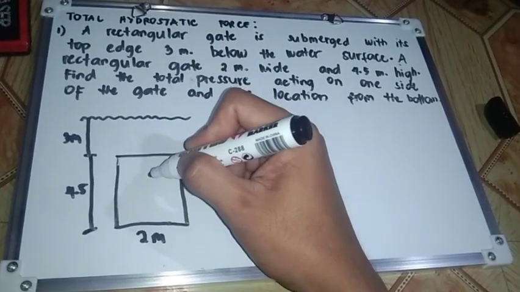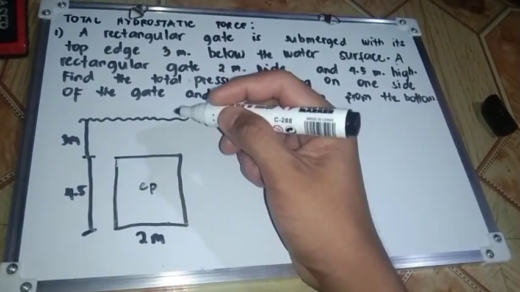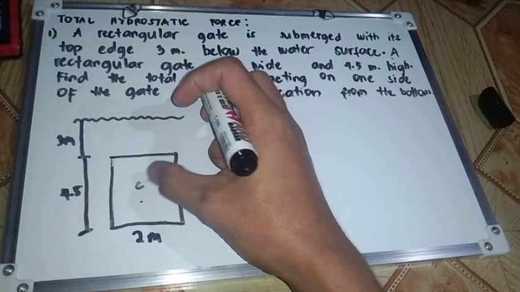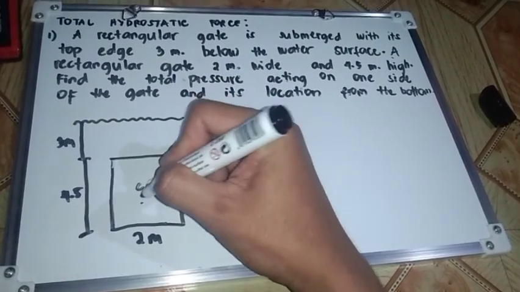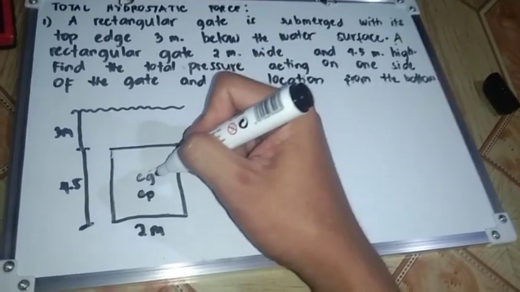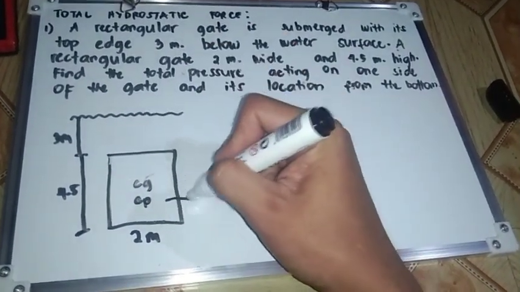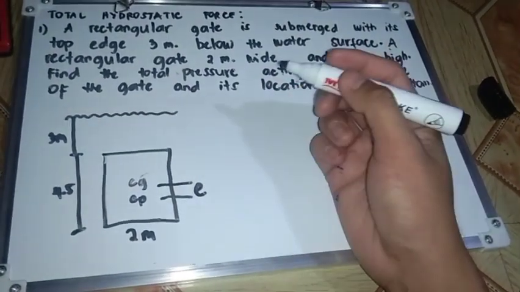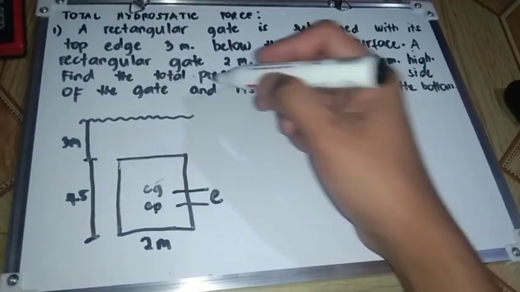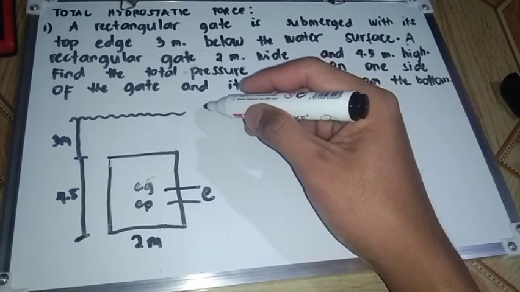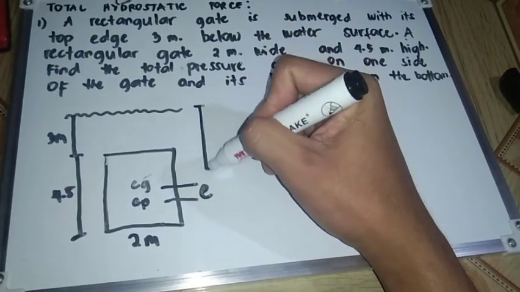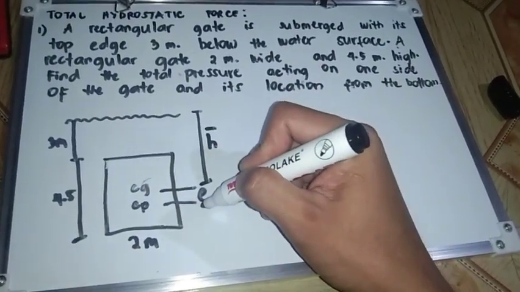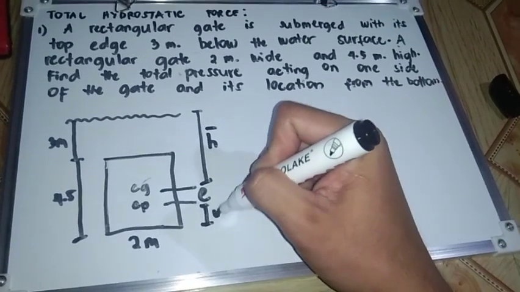So this is the CP, or the center of pressure, sorry, this is the CG and this is the CP, or center of gravity and center of pressure. So from CG to CP, we have the eccentricity or the E. From the CG to the water surface, it is the bar H. And from the CG to the bottom, we denoted as the variable y.